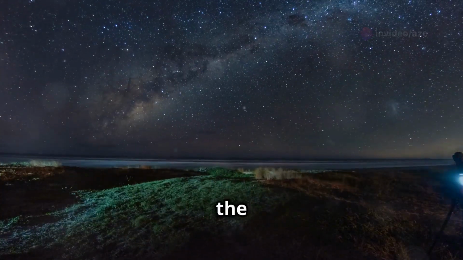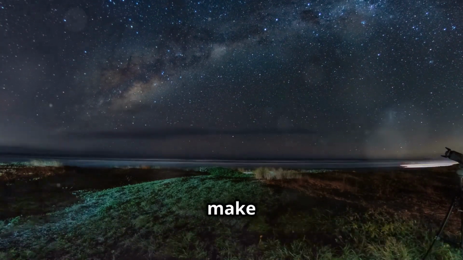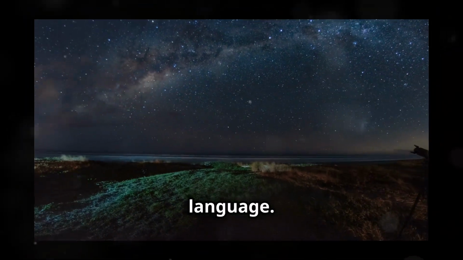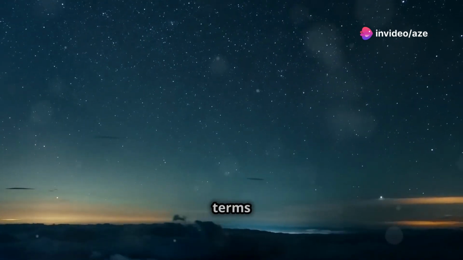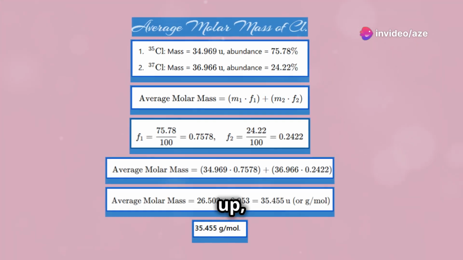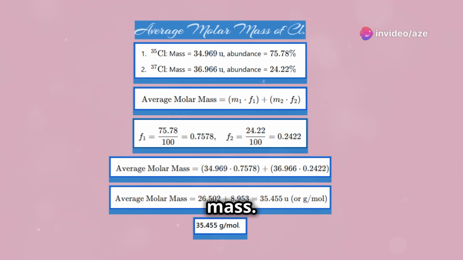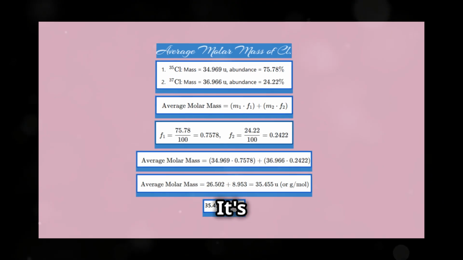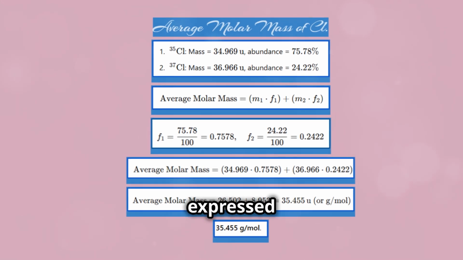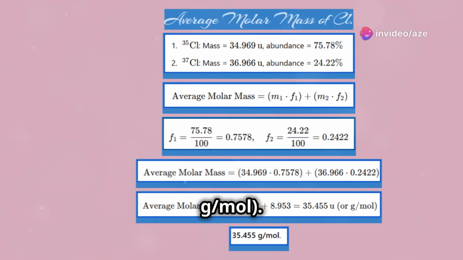Before we dive into the nitty-gritty of molar mass, let's make sure we're all speaking the same language. Just like every field has its own jargon, chemistry has some important terms we need to define. First up, we have average molar mass. Think of it like the average weight of all the atoms in a substance. It's the mass of 1 mole of a substance expressed in grams per mole, g/mol.